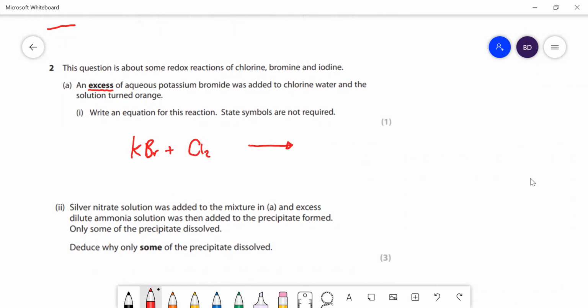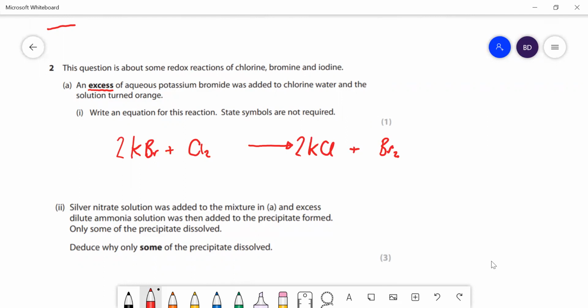Right, chlorine has a greater affinity for electrons, if you like. It's a better oxidizing agent than bromine, so it's going to remove the electrons from the bromide ions. You're going to end up with chloride ions, so you're going to end up with KCl. And when you remove the electrons from bromide, of course, they're going to form diatomic bromine, and I just need to do that to balance it. Okay, so that's the equation.